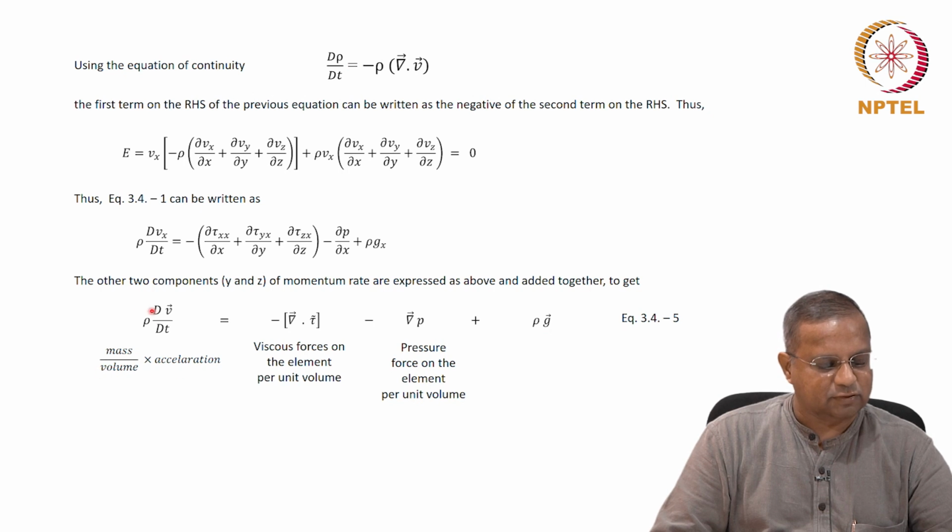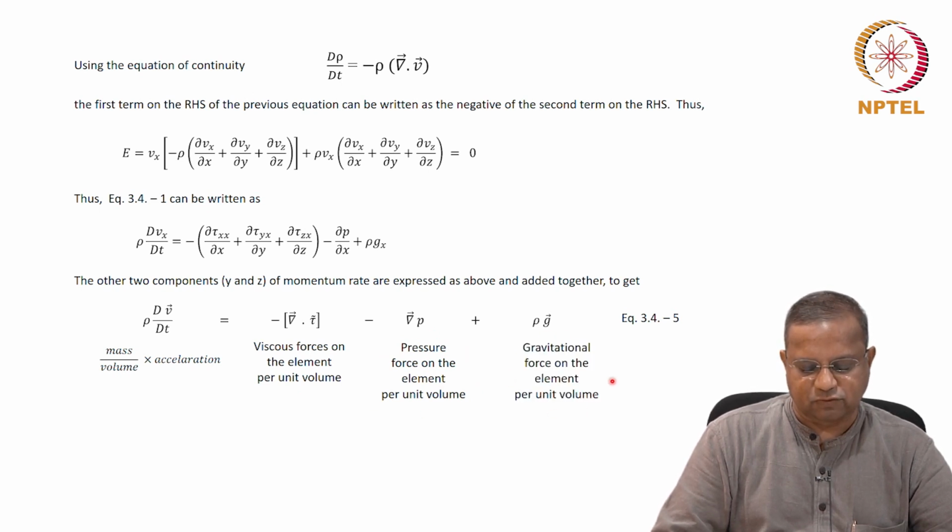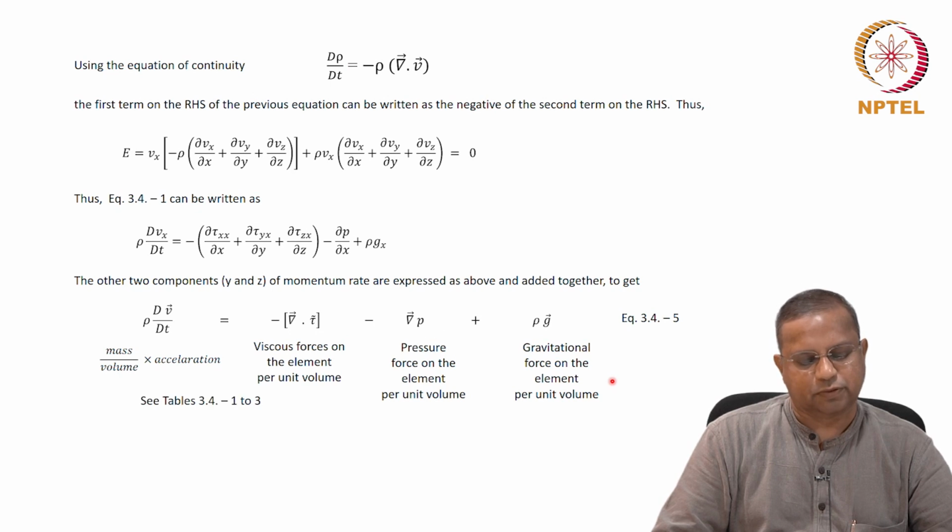This is mass divided by volume times acceleration. That's this term. In other words, this is force, mass into acceleration, per unit volume. This is viscous forces on the element per unit volume. This is pressure force on the element per unit volume. This is gravitational force on the element per unit volume.